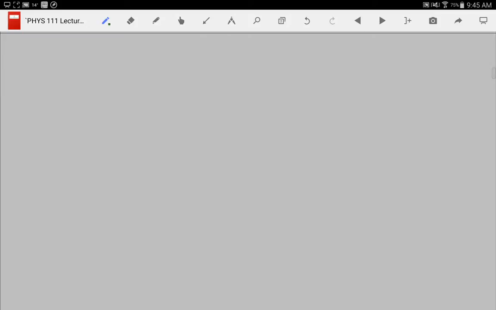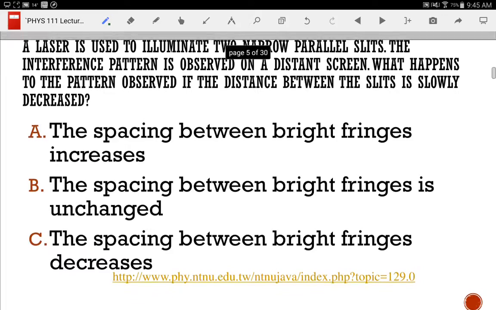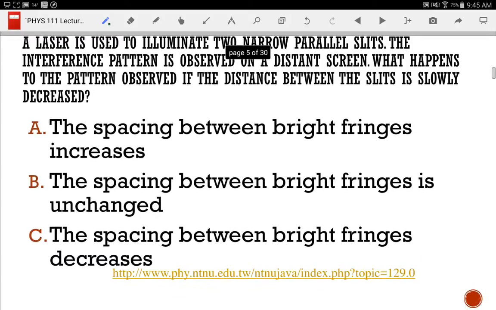Now the clicker question. A laser is used to illuminate two narrow parallel slits. The interference pattern is observed on a distant screen. What happens to the pattern observed if the distance between the slits is slowly decreased? I'll rewrite the equation for you. There's the equation for constructive interference.